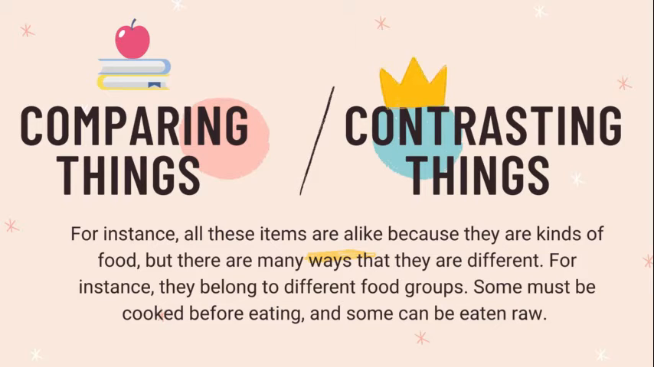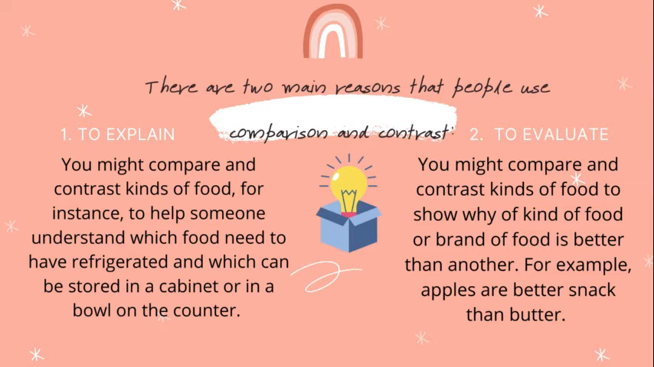There are two main reasons that people use comparison and contrast. So take note of this. First is to explain. You might compare and contrast kinds of food, for instance, to help someone understand which food needs to be refrigerated and which can be stored in a cabinet or in a bowl on the counter. And second is to evaluate. You might compare and contrast kinds of food to show why a kind of food or brand of food is better than another. For example, apples are a better snack than butter.